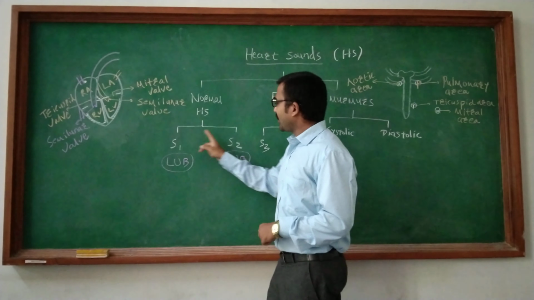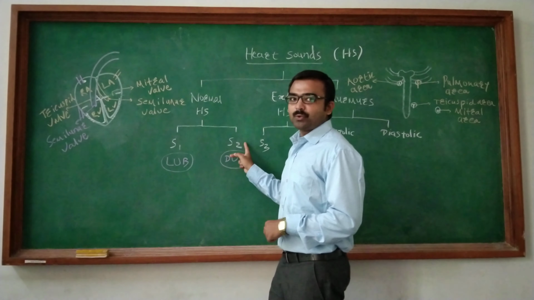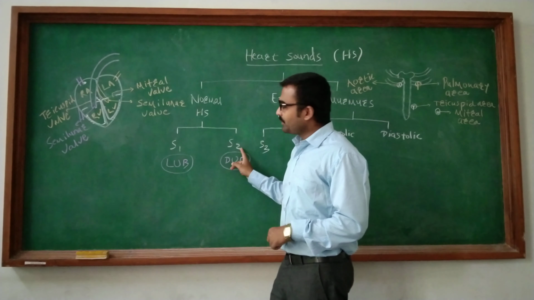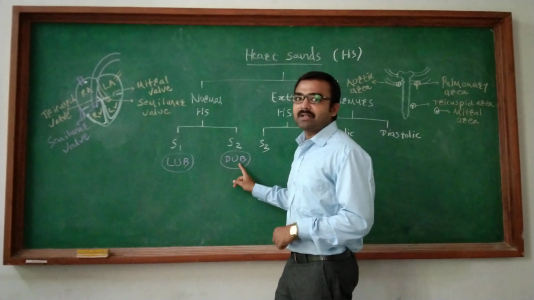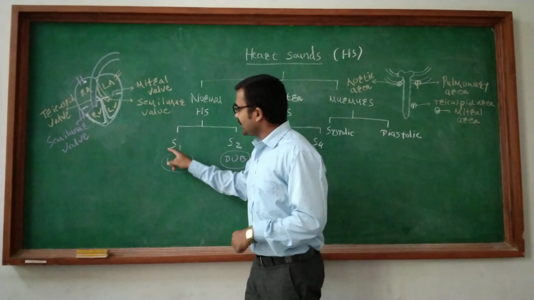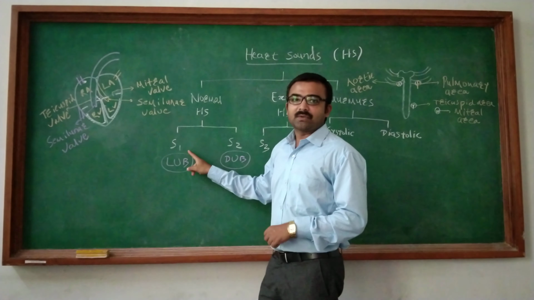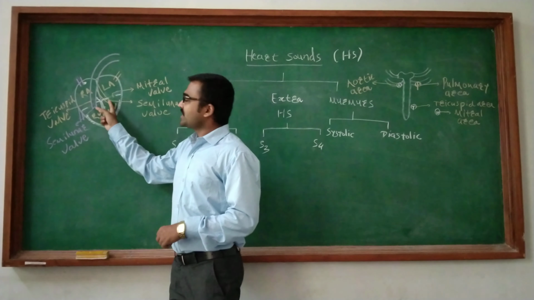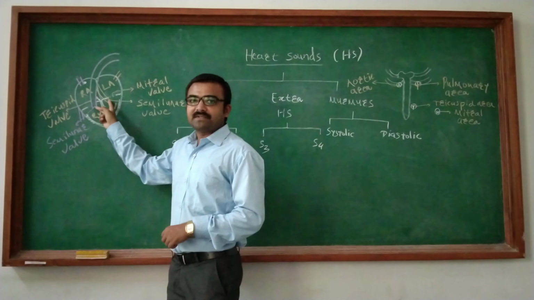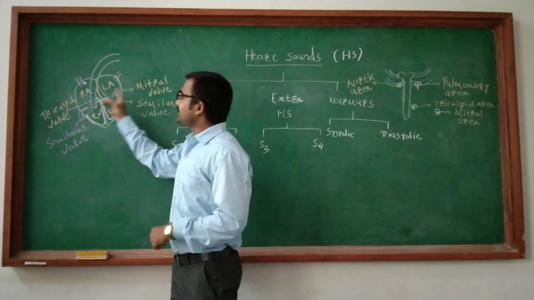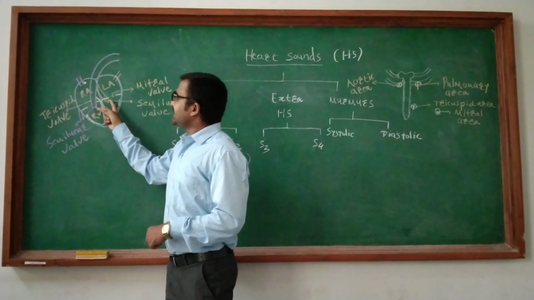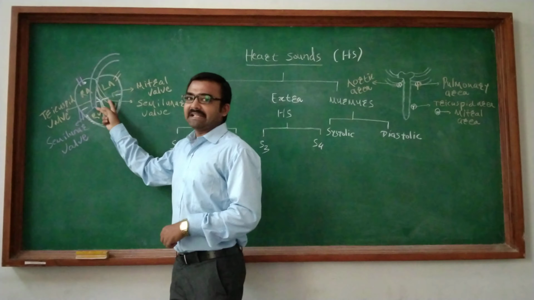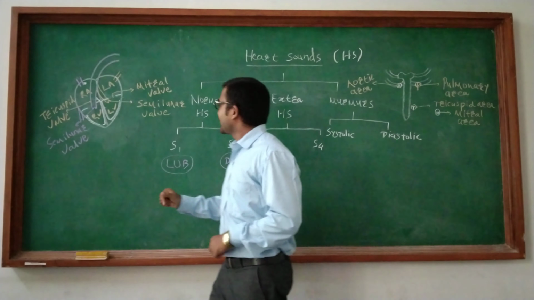Normal heart sounds are broadly differentiated into two, S1 and S2, which are popularly known as lub and dub. So let us first discuss about the S1 heart sound, that is lub. S1 heart sound is produced because of the closure of the atrioventricular valves. That means the mitral valve and the tricuspid valve. When these valves get closed, it produces a sound that is S1 or lub.